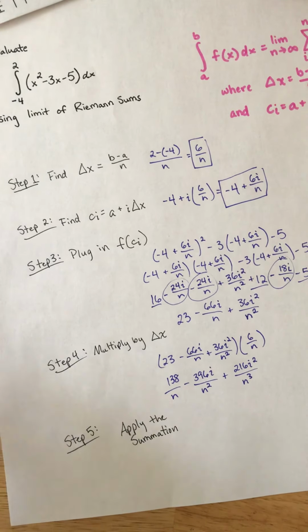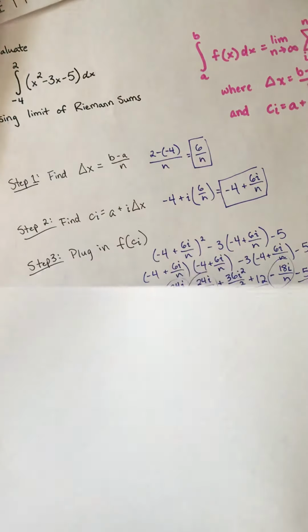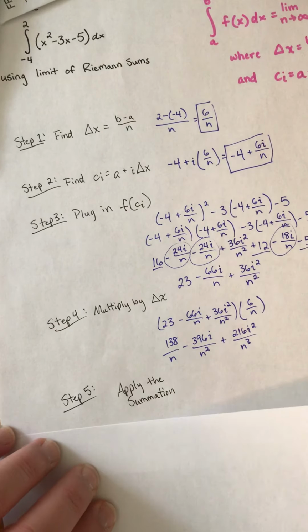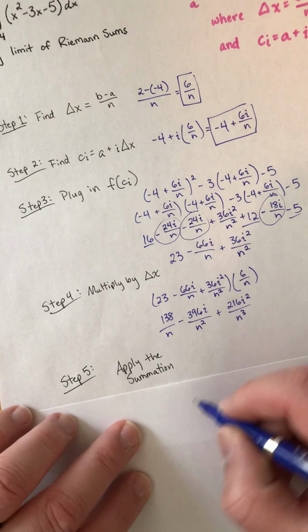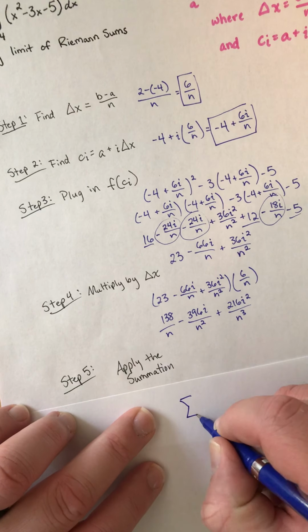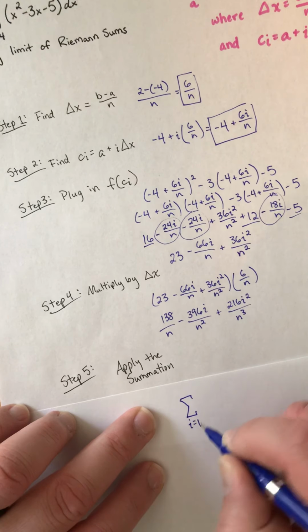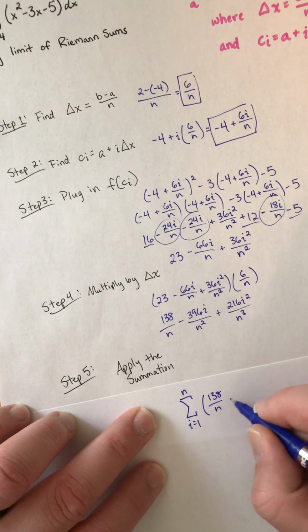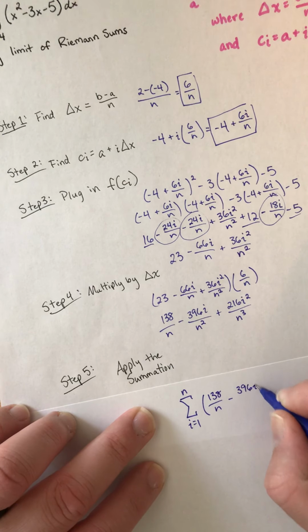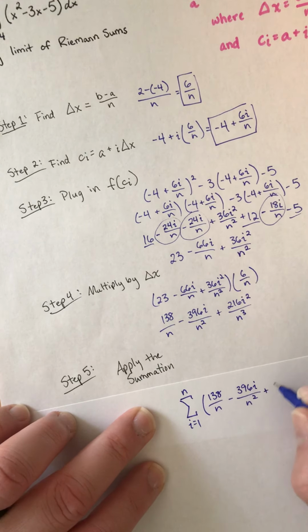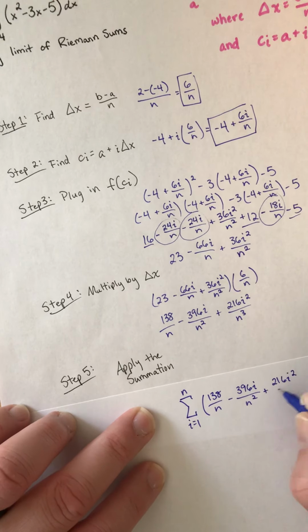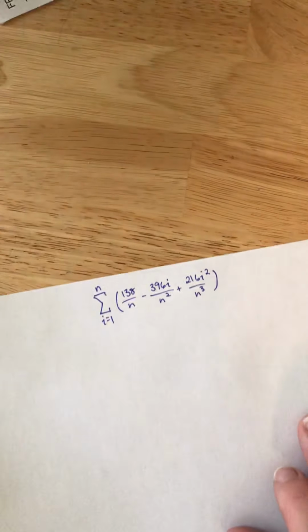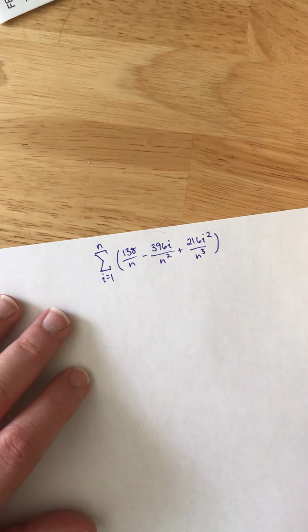All right, so I'm going to go ahead and switch to another piece of paper. I'm going to bring that over here just so I can keep working. So what I'm going to try to do is take this and do the summation from i equals 1 to n of 138 over n minus 396i over n squared plus 216i squared over n cubed. Now, here's the thing. In order to do this problem, there's going to be a couple of tricks that I have handy for you.